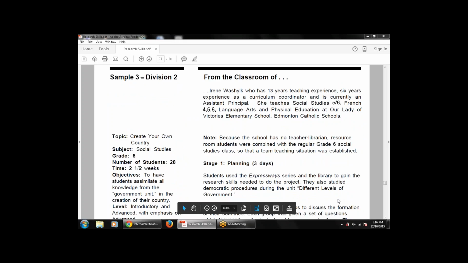This is sample number 3, division number 2, from the classroom of Irene Vashil, who has 13 years of teaching experience, including 6 years as a curriculum coordinator, and is currently working as an assistant principal. She teaches social science 5/6, French 4, 5, 6, language arts, and physical education at Our Lady of Victories Elementary School, Edmonton Catholic Schools.